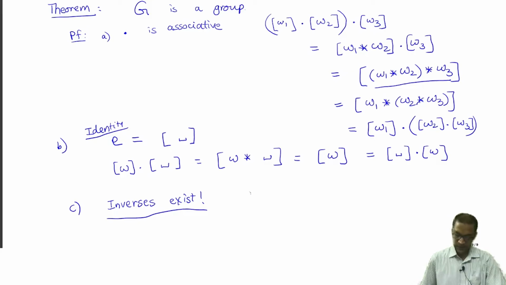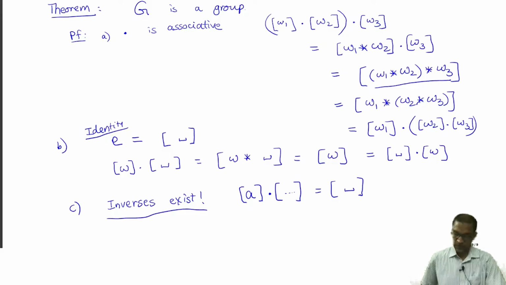So for a start, let's just look at the two basic generators A and B, the alphabets. If I take the equivalence class of the word A, the question is what is the inverse of this guy? In other words, what equivalence class should I put here so that this product gives me the identity element? And remember, the identity element just means it's the equivalence class of the empty word.